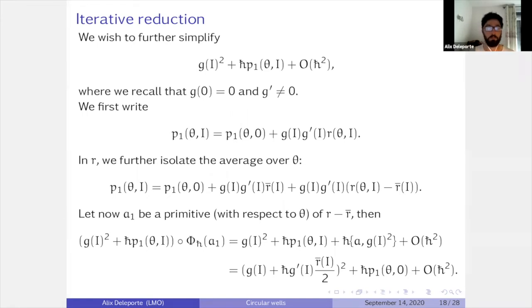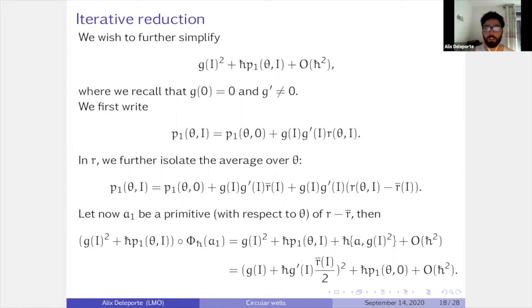Then you have this new arbitrary function R, in which we further isolate the theta average. So you have three terms now: P1 of theta 0, which depends only on theta, plus one term which depends only on I, plus one term which is g of I times g prime of I times something whose mean over S1 is 0. And now we are going to push this by the Hamiltonian flow at time h of the primitive with respect to theta of r minus r bar.